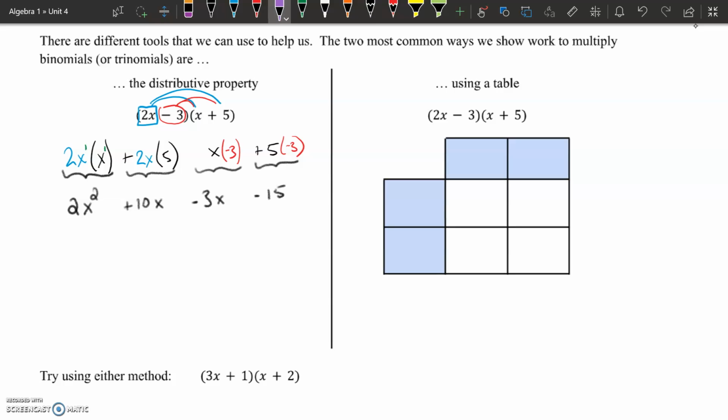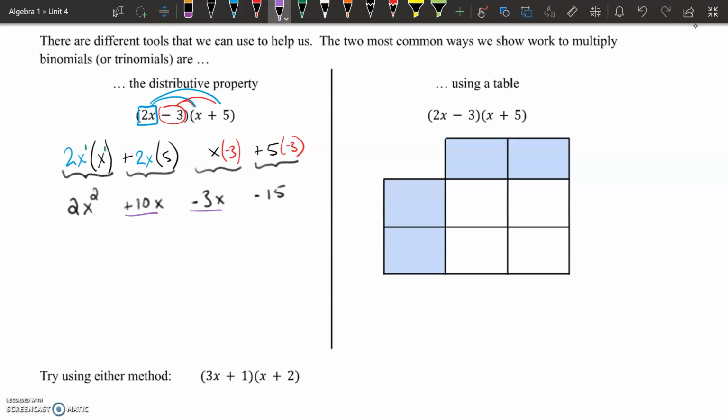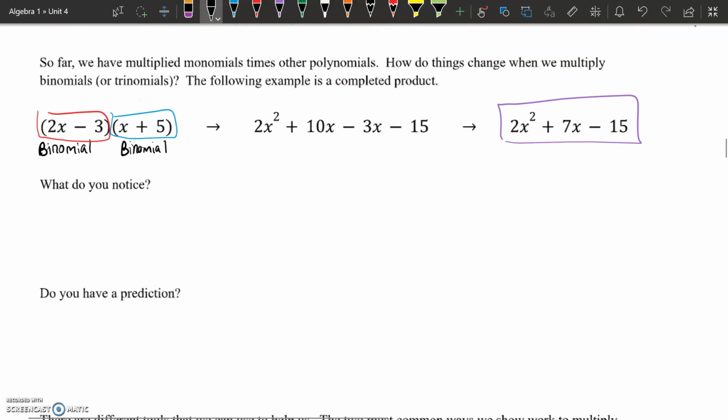Just like yesterday, we always have to look to see that we have like terms, and we have to simplify those, and we have to put this into standard form. 10x and negative 3x are my like terms. So 2x squared, positive 10 and a negative 3 is a positive 7x, and minus 15. Scrolling back up, that's the exact answer we had up here, and you can see the middle step, how we got there. This was distributing my 2x. This was distributing my negative 3.